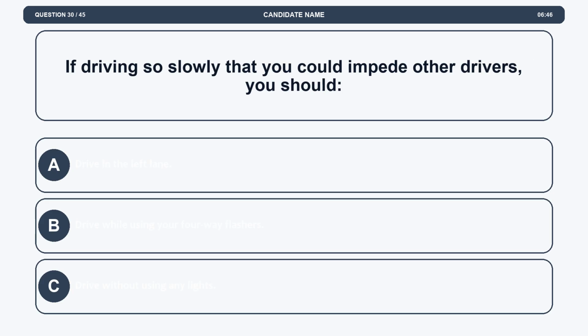Question 30. If driving so slowly that you could impede other drivers, you should. Option A, drive in the left lane. Option B, drive while using your four-way flashers. Option C, drive without using any lights.